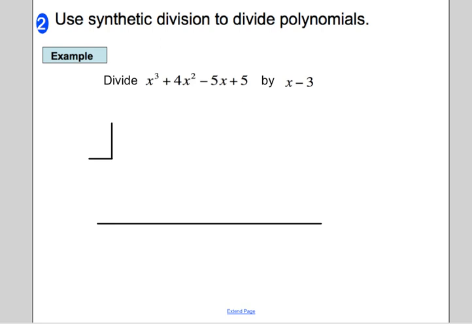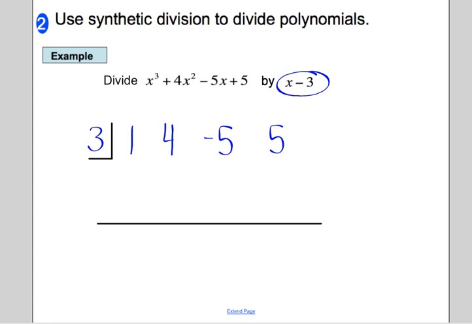The first thing we do is set up a picture like the one shown. Now in the little box, you're going to look at the x minus 3, and you're going to take the opposite of the minus 3. So it's going to be positive 3, and that's what's going to go in the top corner. The next step is just to list out all the coefficients of your starting polynomial. So 1x cubed, 4x squared, negative 5x, and 5. And then we're going to go through the synthetic division process.